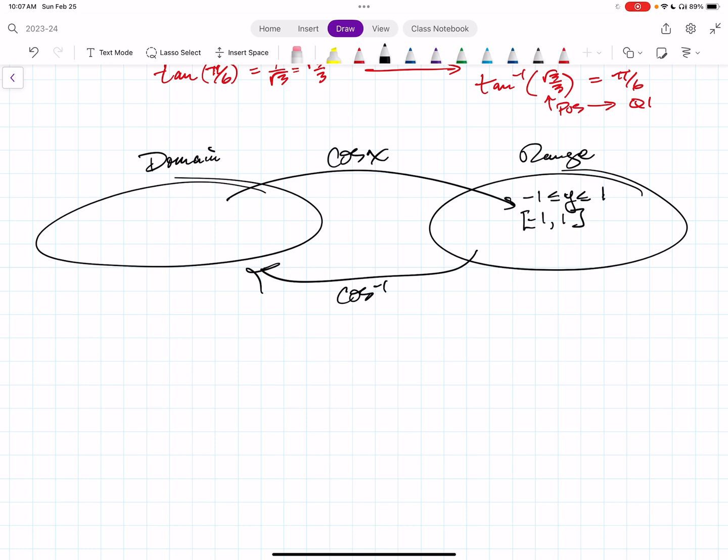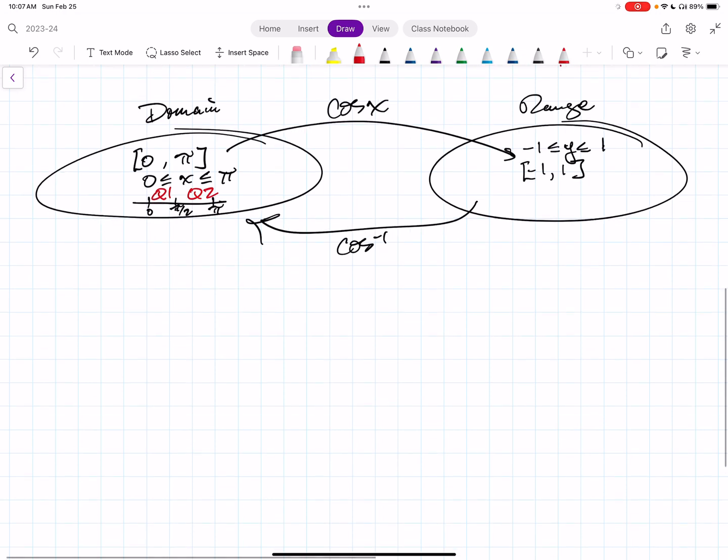But this one has a different restriction. The restriction for cosine is from 0 to pi, inclusively. So from 0 to pi, or you can say 0 less than or equal to x, less than or equal to pi. If you go from 0 to pi, you're dealing with two different quadrants: from 0 to pi halves would be quadrant 1, and pi halves to pi would be quadrant 2. So when you take the inverse cosine of a number between negative 1 and 1, you're going to get either a quadrant 1 or a quadrant 2 angle, depending on the sign of the number.